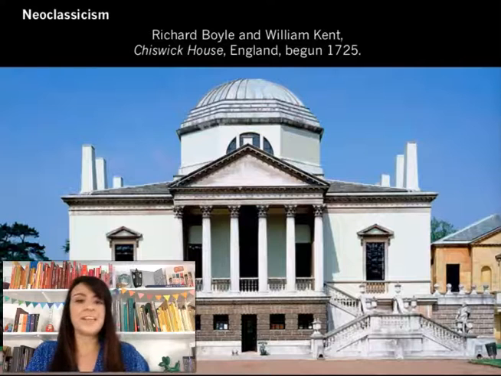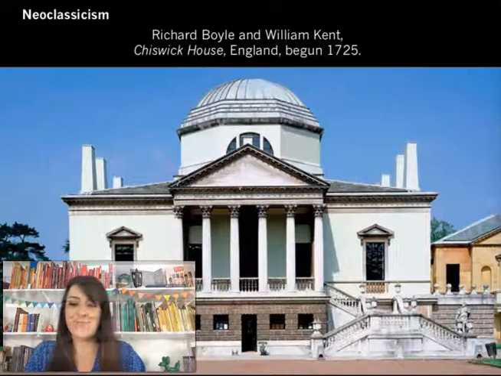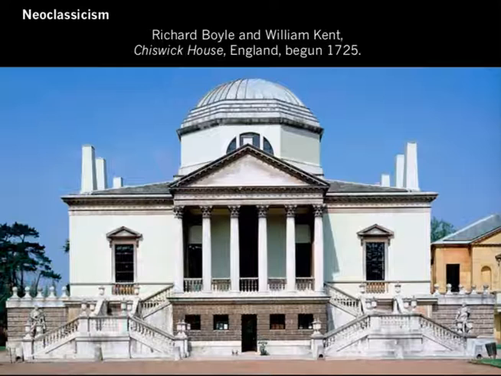Our next work of art is architecture. Now, the architects for this piece are Richard Boyle and William Kent. And the title of this, The Chiswick House. It's located in England, just outside of London.